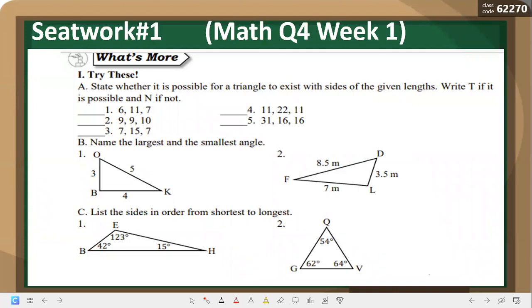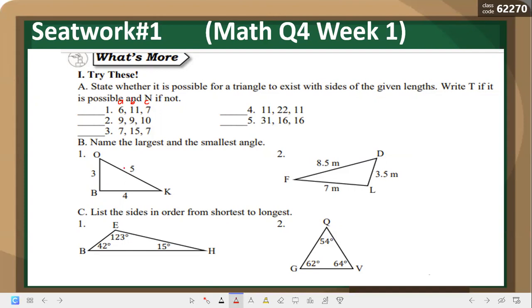Since we are done, for your seat work number 1, quarter 4 week 1, here is what we will do, so you won't be confused. State whether it is possible for a triangle to exist with sides of the given lengths. Write true if it is possible and no if not. This is the ABC from earlier, the values of ABC. You will just do the three conditions of the Triangle Inequality Theorem, and make sure all three are checked. If there is only one X, it means no, not possible. If all are checked, it means true, possible.